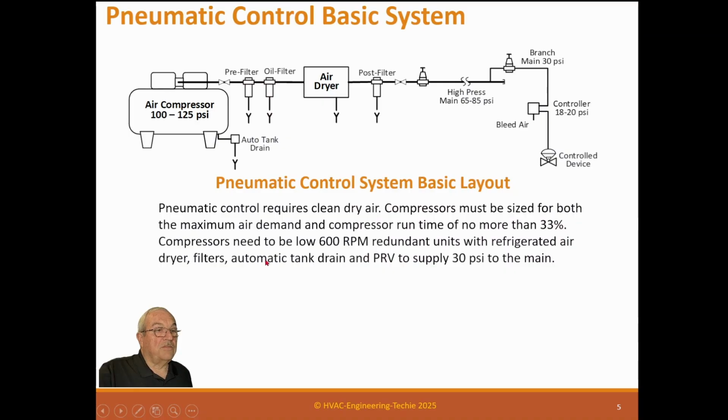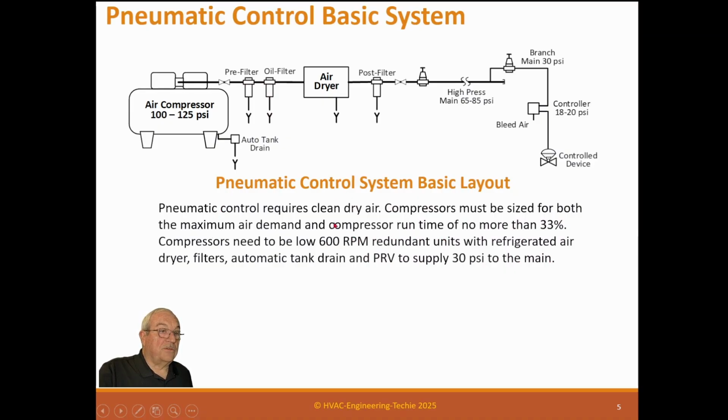Compressors must be sized for both the maximum air demand and compressor runtime of no more than 33%. Compressors need to be 600 RPM redundant units with refrigerated air dryer filters, automatic tank drain, and PRVs to supply 30 psi to the main.